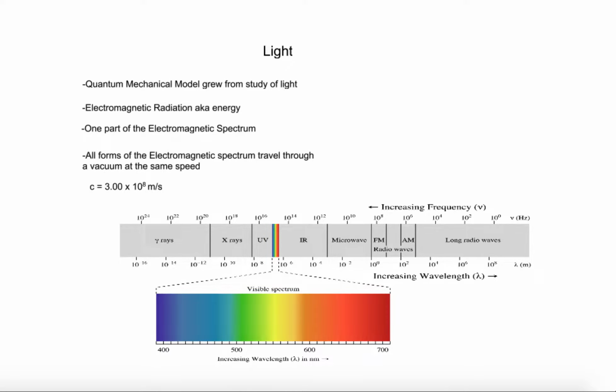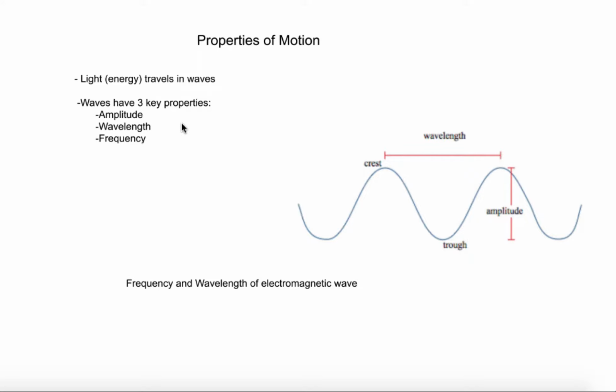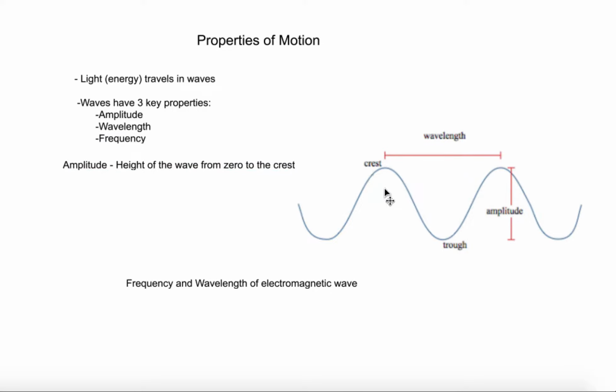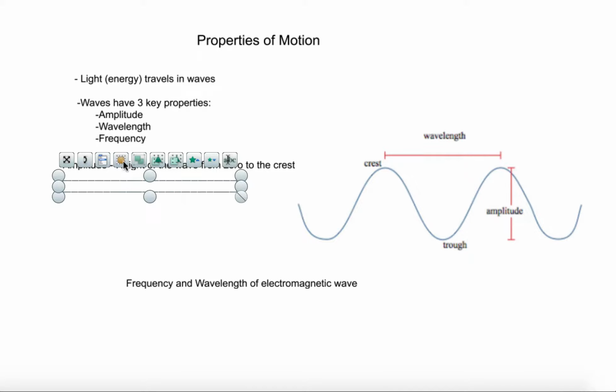So, when discussing how light moves, light is going to travel like a wave. Light is energy, and energy travels in waves. Now, waves have three key properties: the amplitude, the wavelength, and the frequency. The amplitude is the height of the wave. So you have what's called a crest, the maximum. When your wave is at zero, the amplitude is just how high that wave is. You can see right here, it's from the bottom where it's at zero all the way up to the top.